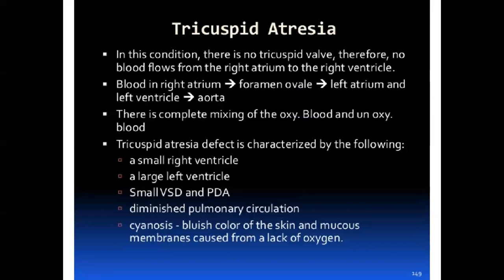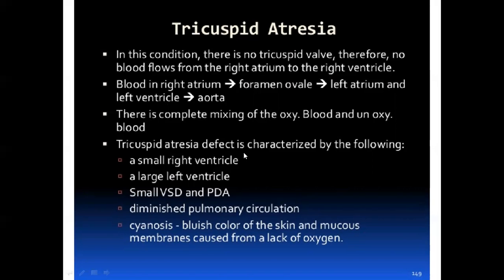Now, tricuspid atresia. In this condition, there is no tricuspid valve. Therefore, there is no blood flow from the right atrium to the right ventricle. Blood goes from the right atrium through the foramen ovale to the left atrium and left ventricle to the aorta. There is a complete mixing of oxygenated blood and unoxygenated blood.